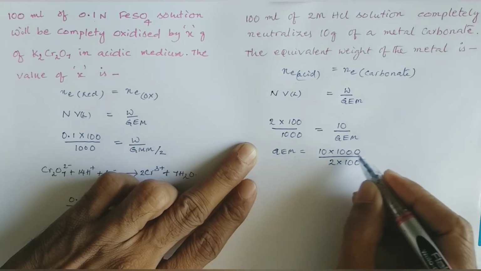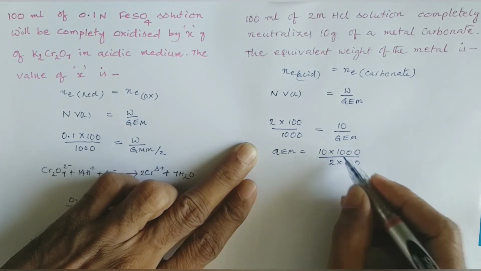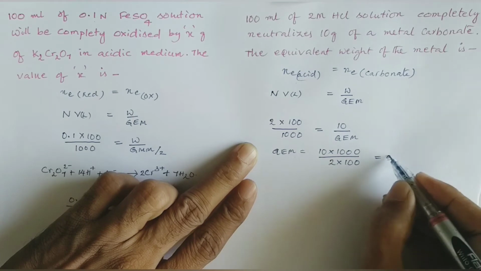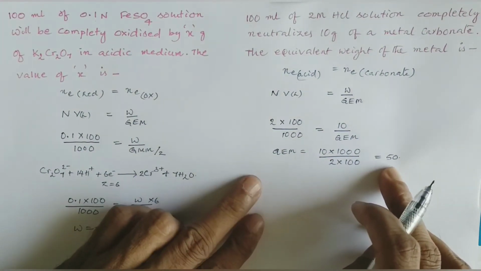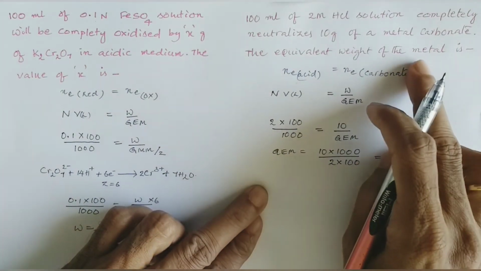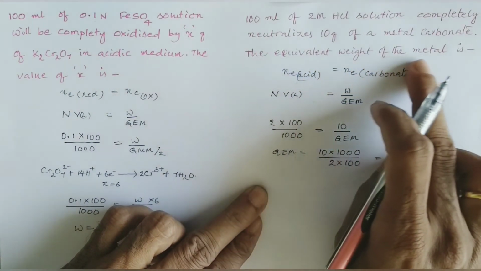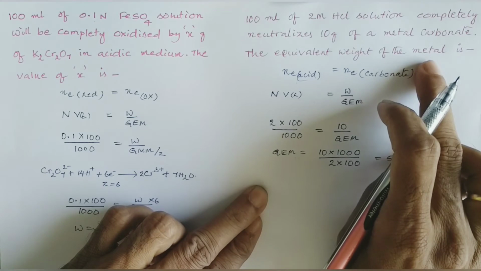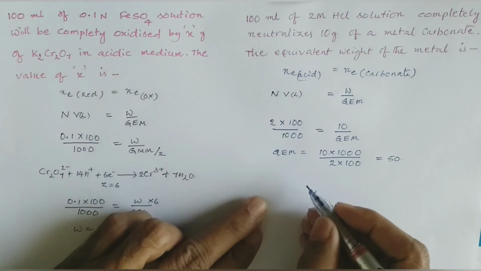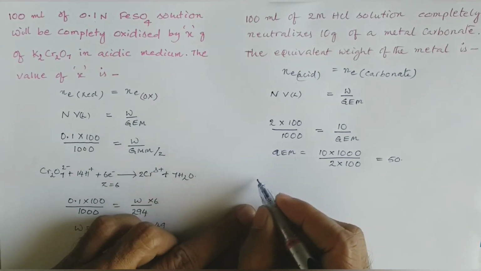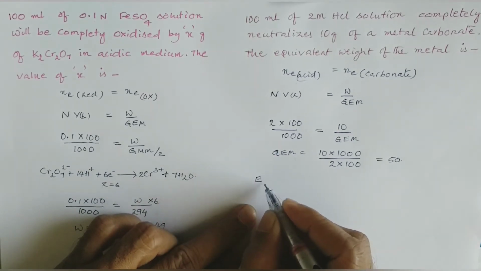2 into 100, cancel 100 here. 100 by 2 is equal to 50, right? So this is the equivalent mass of metal carbonate. But what is asked here? It is asked to calculate the equivalent mass or equivalent weight of the metal, right? Okay, so now the equivalent mass of metal carbonate.